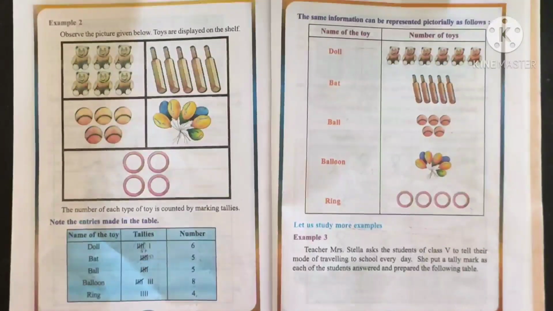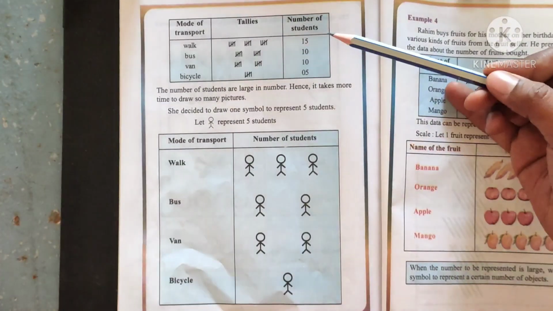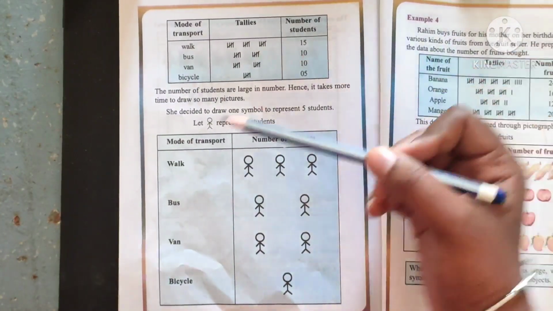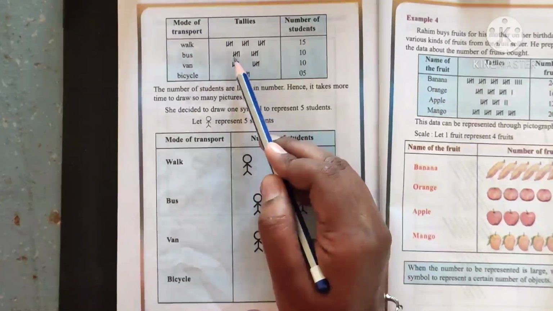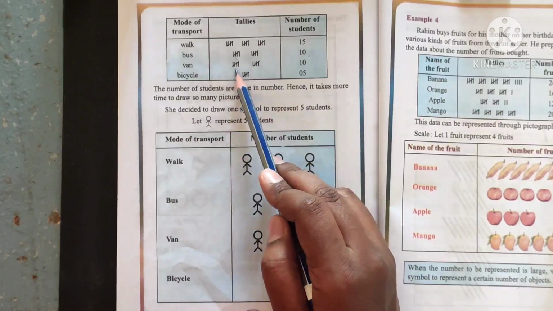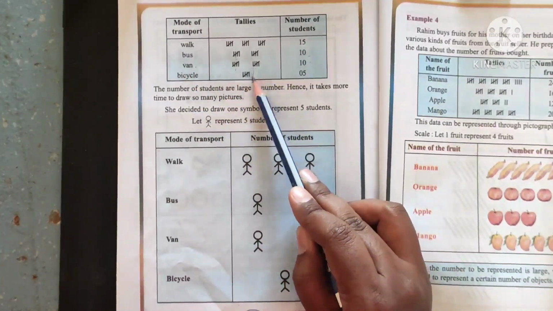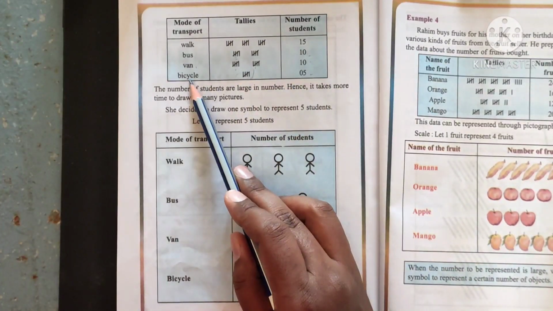Example 3. Teacher Mrs. Stella asked the students of class 5th to tell their mode of traveling to school every day. She put a tally mark as each of the students answered and prepared the following table. So from Mrs. Stella's class, 15 students walk and you can see here 5 plus 5, 10. 10 students come by bus. 5 plus 5, 10 again. 10 students come by van. And here you can see only 5. 5 students come by bicycle.